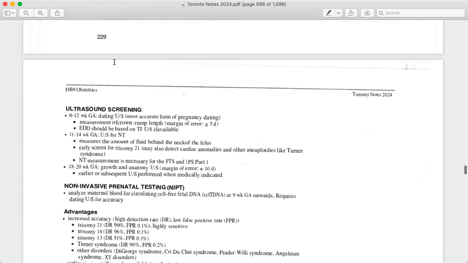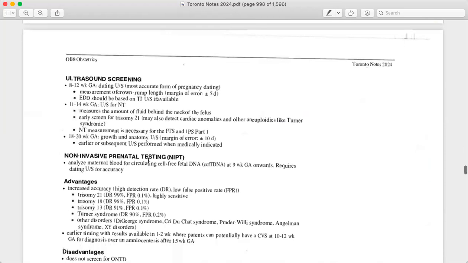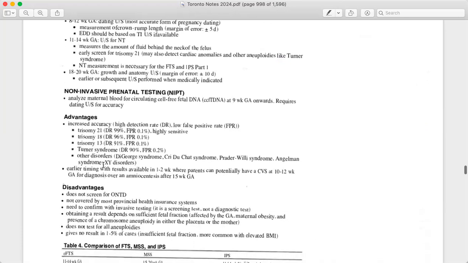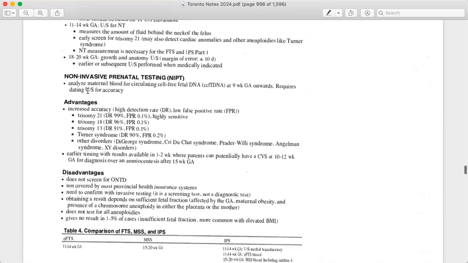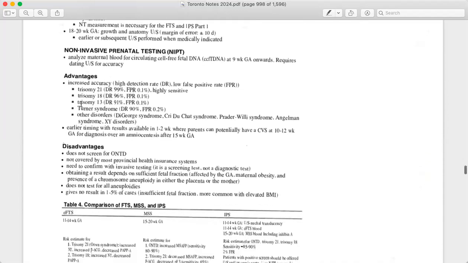Please remember this one. Then coming to the ultrasound at 8 to 12 weeks, you are going to do the dating scan. Then 11 to 14 weeks, ultrasound for the nuchal translucency, and at 18 to 20 weeks, you are going to do the growth and anatomy ultrasound along with the placental location. Non-invasive prenatal screening requires the dating ultrasound for accuracy. That's what you need to do. The advantage is increased accuracy. It's very accurate, more than anything else.